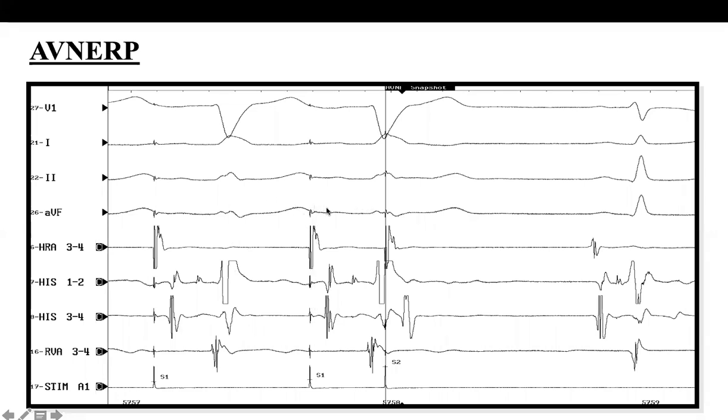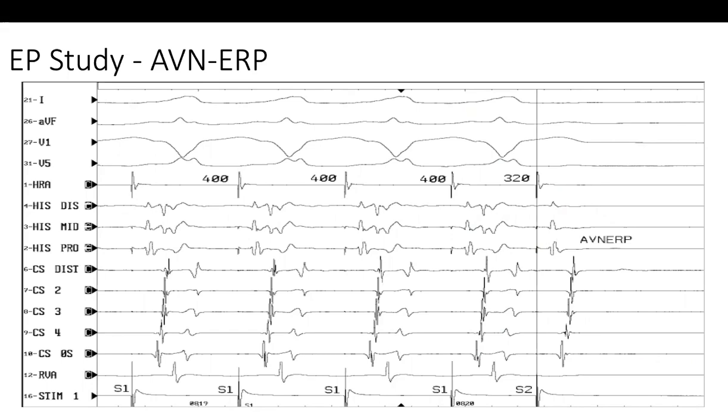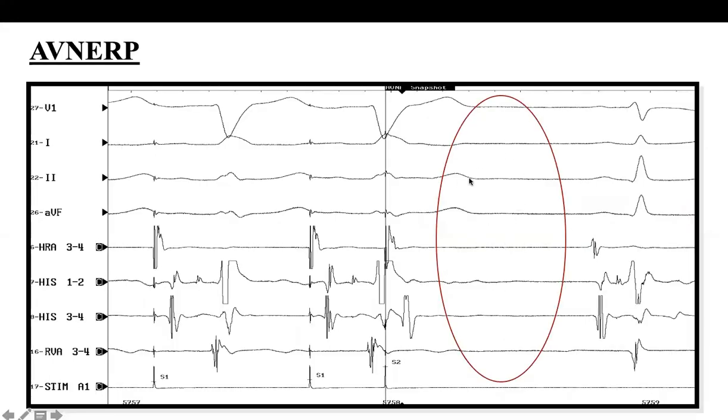Yes. But there is an extrastimulus at the atrium, S2. There is A, but there is no V. So no V. The A is here. It is coming at the ventricular timing, but it is pacing the atrium. And there is no His, no V. Very important to mention that there is no His as well.